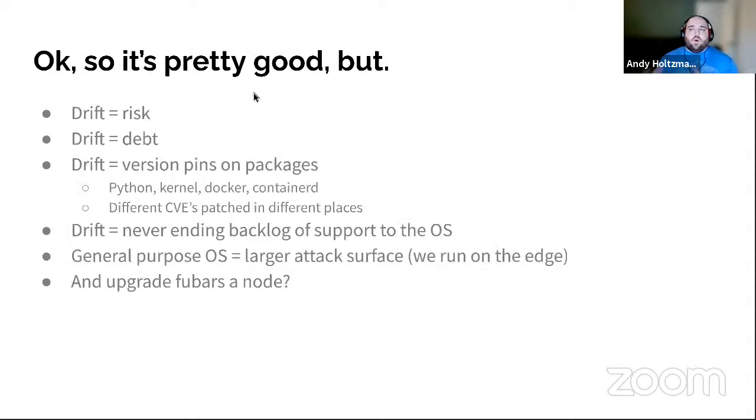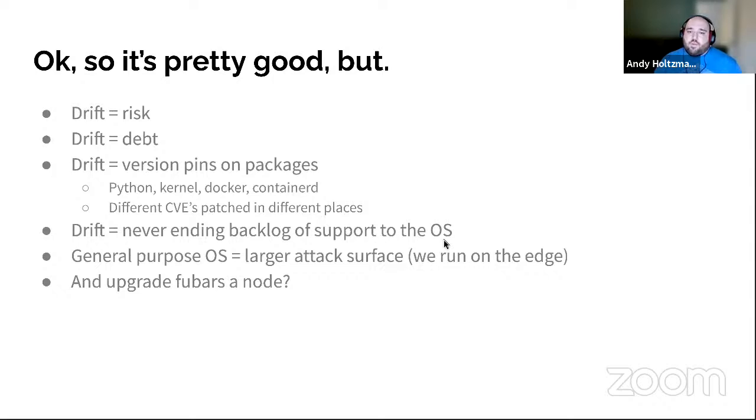So, but why did we stop? The answer is drift, right? Drift equals risk. It equals tech debt. Eventually, we're going to have to start version pinning in our Ansible to get the right version of Python for this obscure Ansible module, or just all these other things. And then just different patch levels for CVEs. I don't know how many people have been through different iterations of Puppet, Chef, or Ansible, but eventually you do this on things like CentOS or Ubuntu.